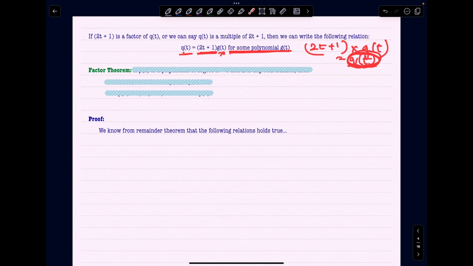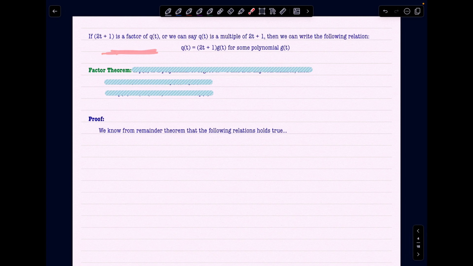If you multiply all the factors, you are going to get the total value. Like suppose 6 is there, the factors are 1, 2, 3. If you multiply these factors, 1 into 2 into 3, you are going to get 6. So similarly, here you have 2t plus 1 as a factor. You multiply this factor with some other factor polynomial g(t). That polynomial g(t) is also a factor of q(t). You multiply 2t plus 1 into g(t), you are going to get q(t). That is the meaning of factor.